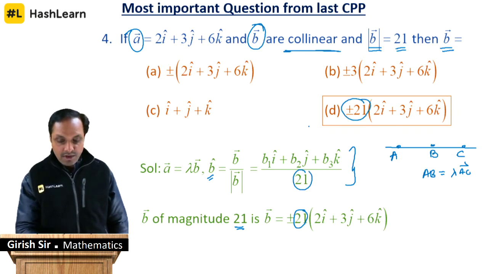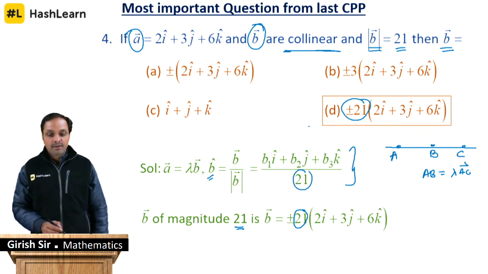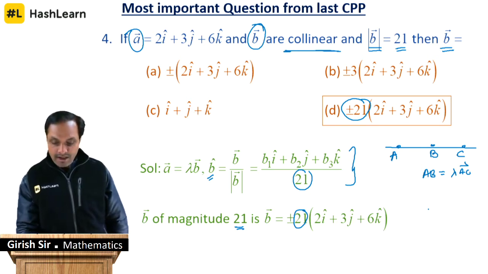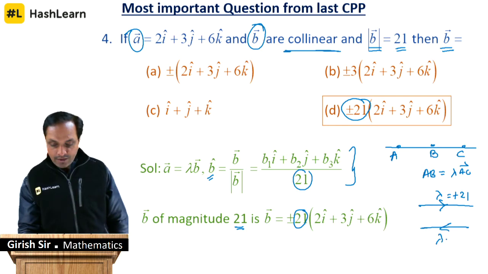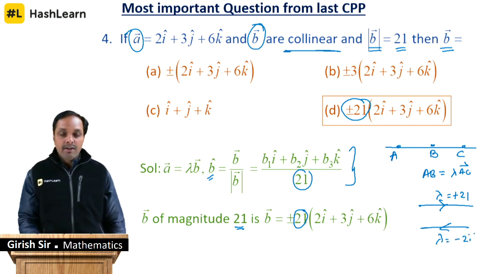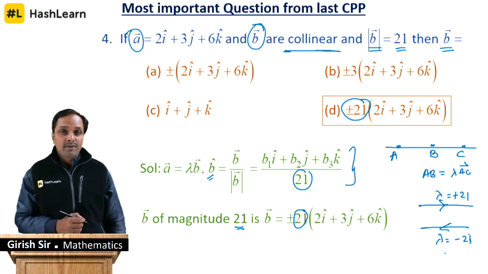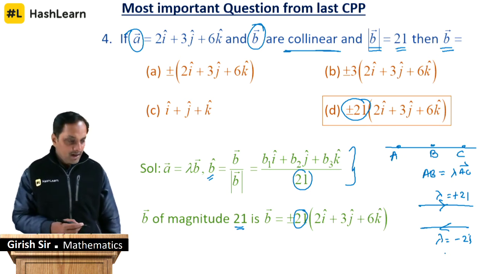you have only one option, which is plus or minus 21. Plus or minus means, if this is your plus 21, the constant is equal to lambda. If you have a vector in the opposite direction, that is nothing but minus 21. So the plus or minus sign just represents the direction of the vector. You need not worry about the plus and minus sign.